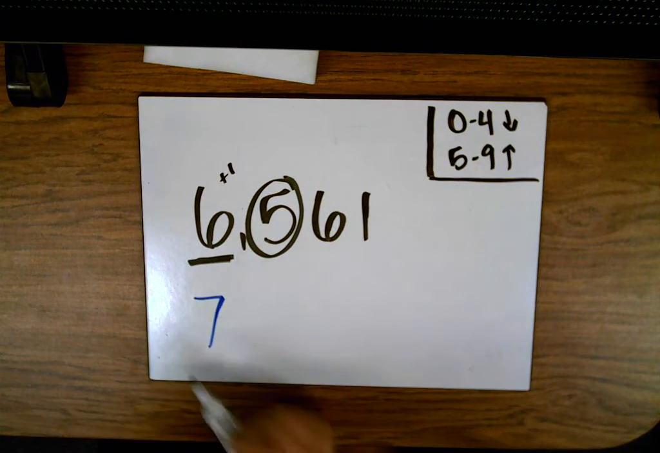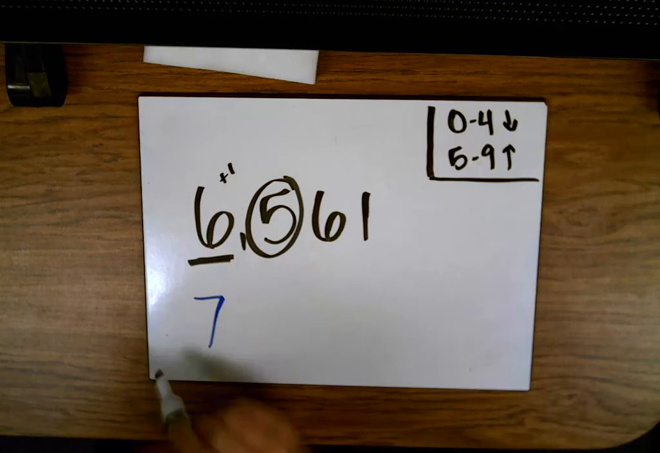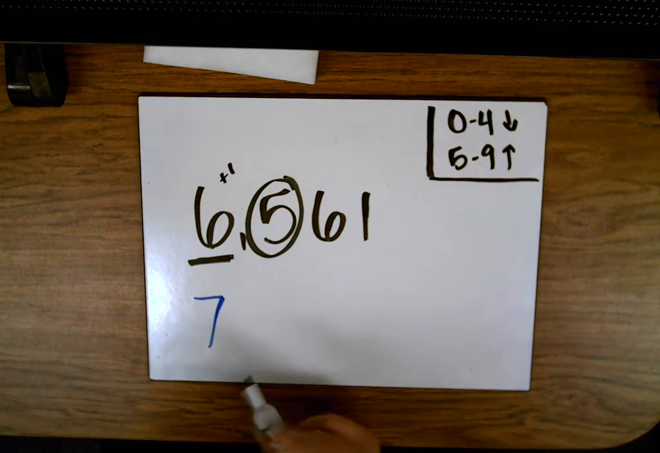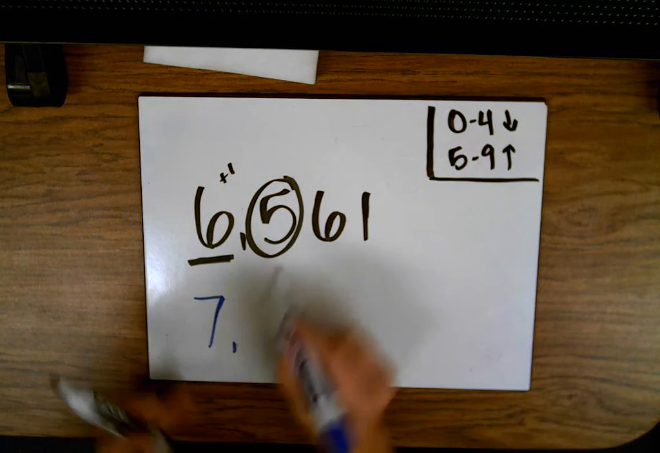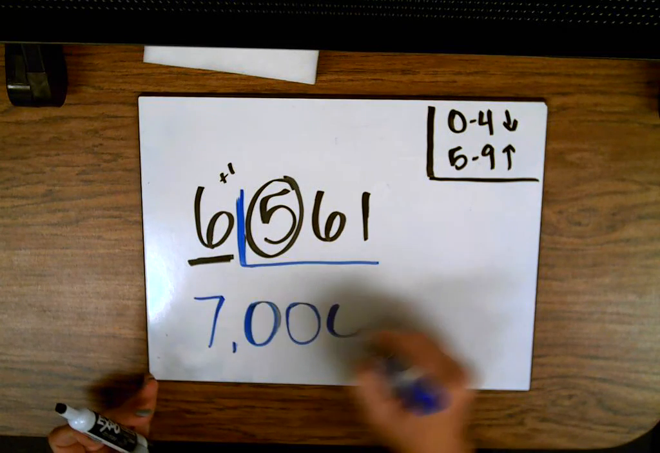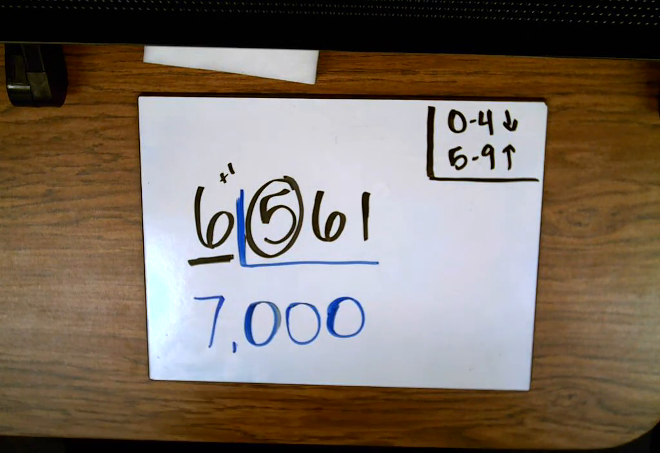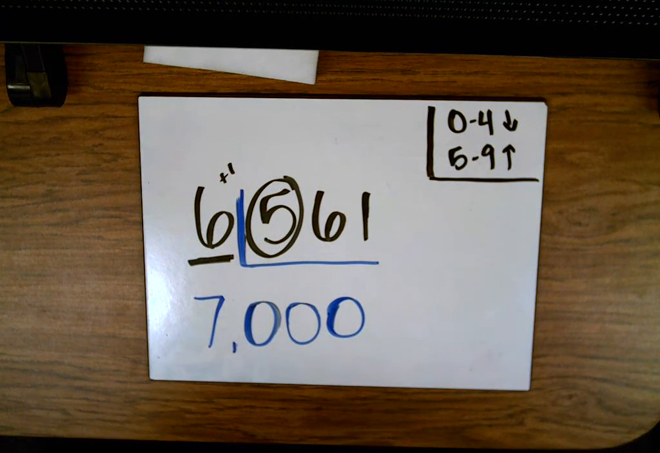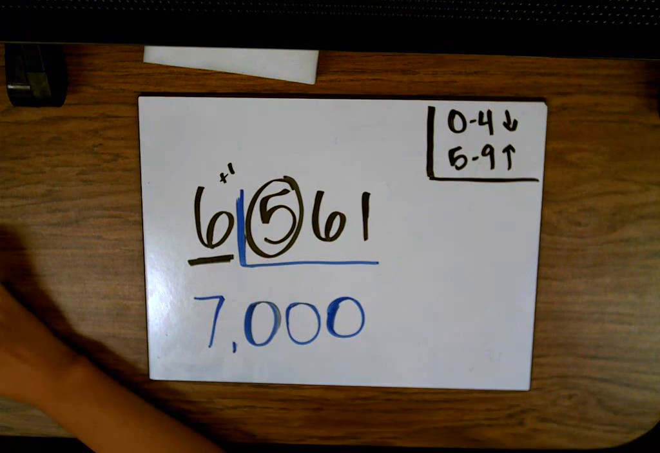Then we have to look at numbers on the left. Now I don't have any numbers on the left, so we don't have to worry about that one. And then numbers on the right, all of these numbers make a zero train. So when we round 6,561 to the nearest 1,000, it makes 7,000. Now you're going to do some practice with your teacher.